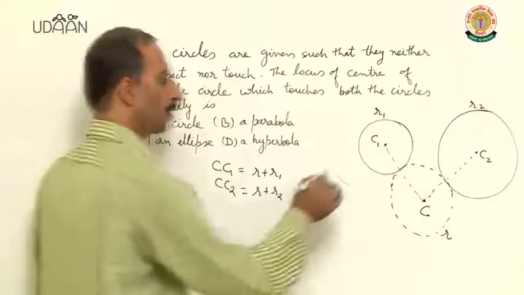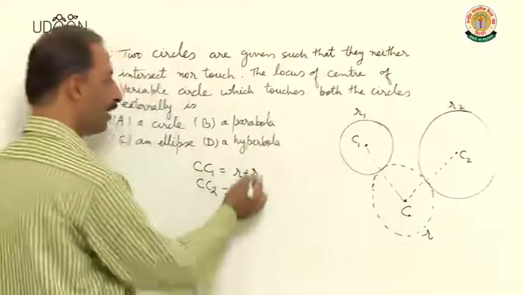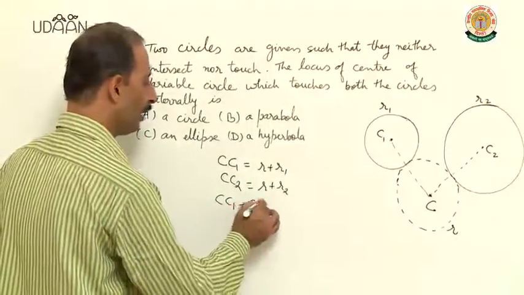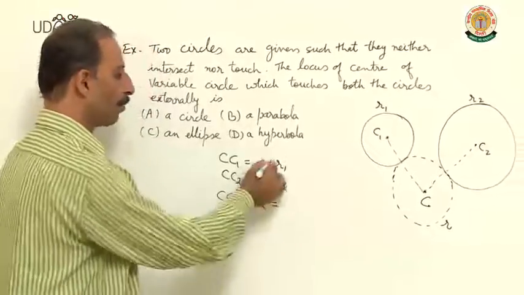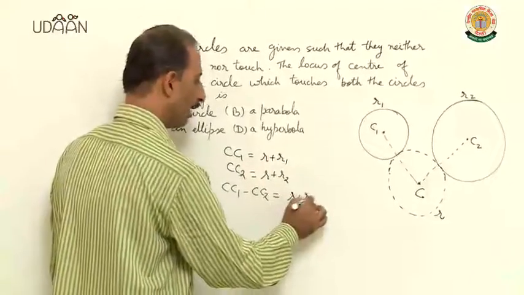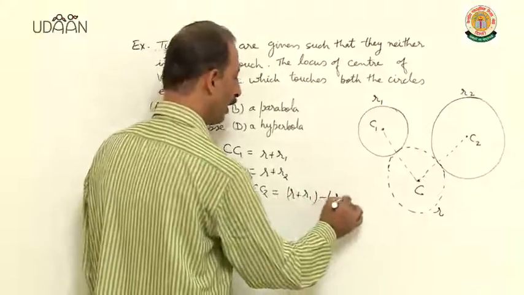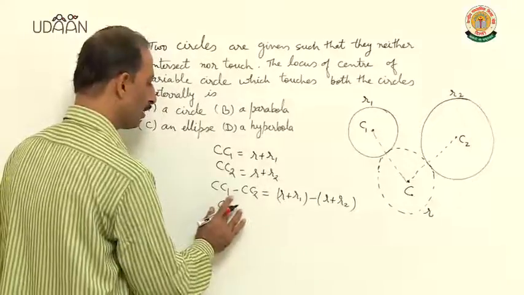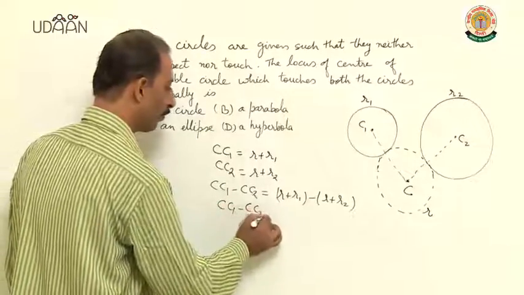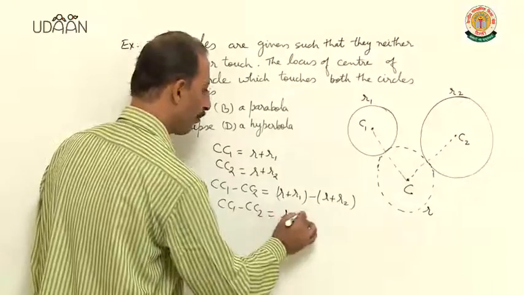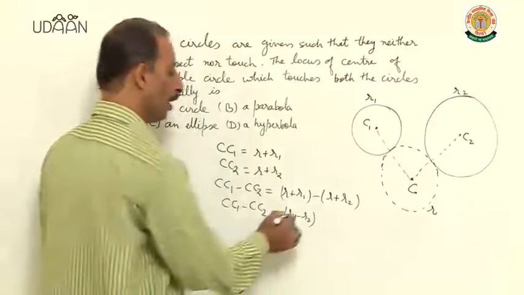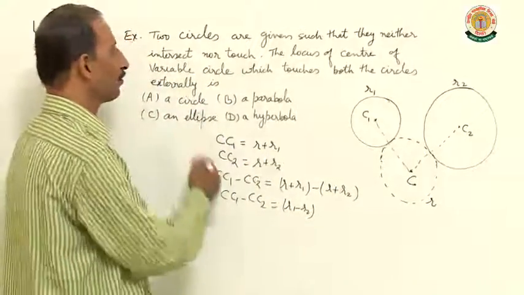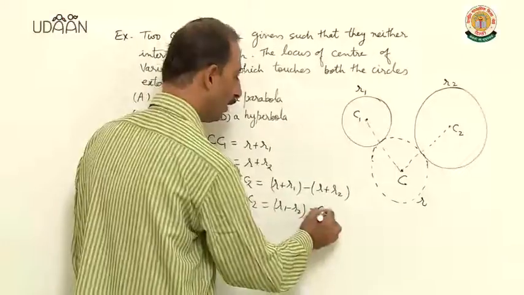Now, you can find the difference between these two. Say CC1 minus CC2. If you subtract it, you will get R plus R1 minus R plus R2. So R will be cancelled. So how much you will get? CC1 minus CC2. This value is R1 minus R2. And you know R1 and R2 both are constants. Both are the fixed circles given here. So this value will be constant.